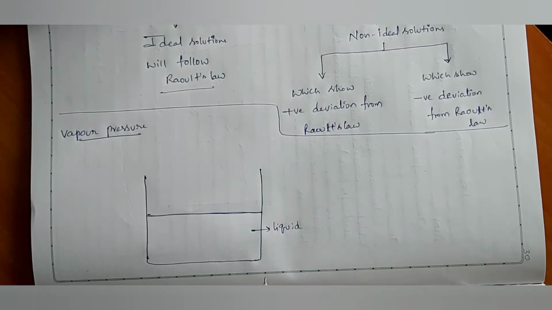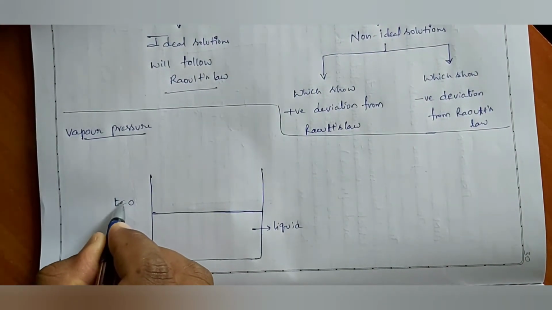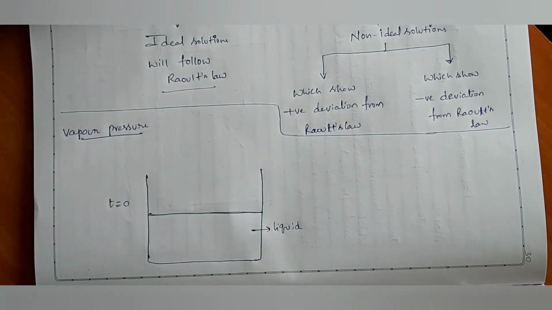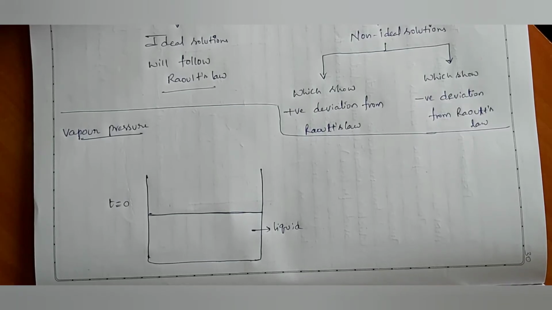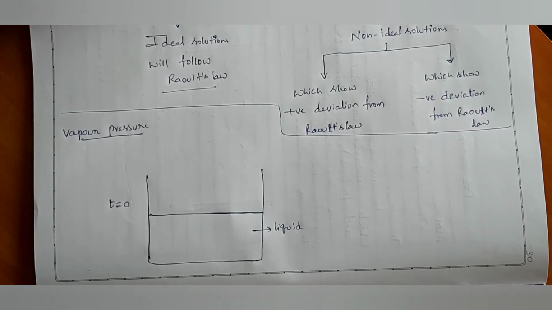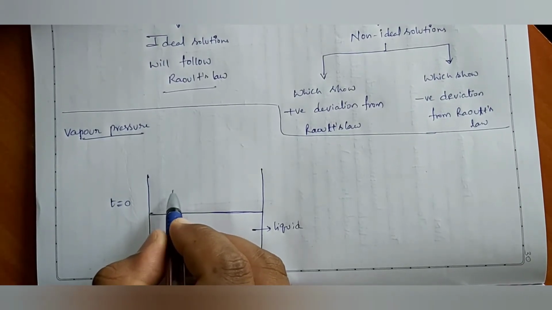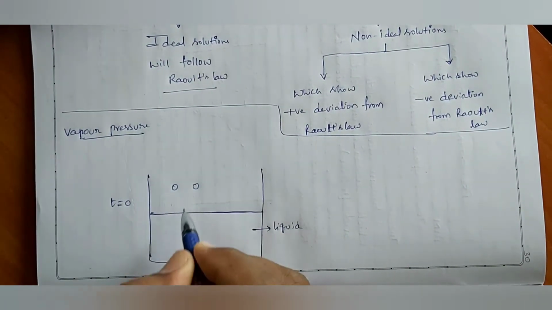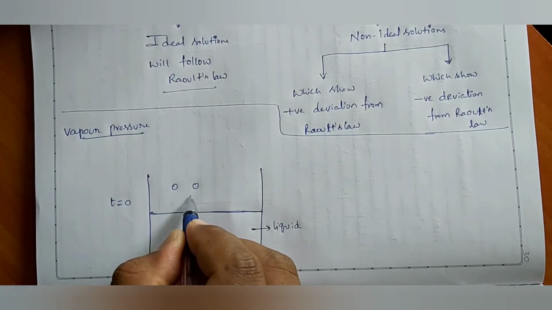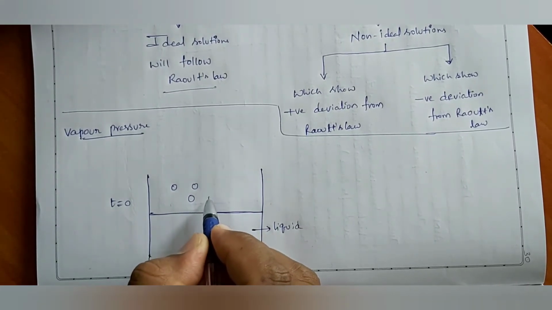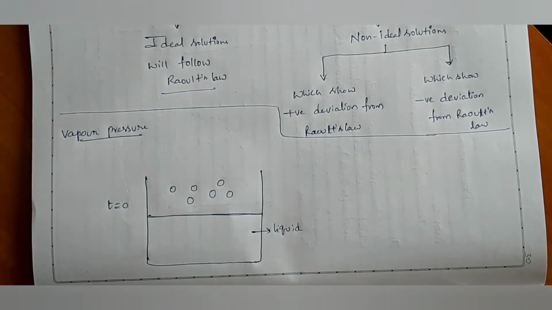Now, let us consider time t equal to 0. Now slowly time is going on: 10 seconds, 20 seconds, 30 seconds, like that. While time is going on, slowly the number of molecules present in gas state increases. At 1 second, 2 molecules might be there. At 3 seconds, they will become 3 molecules. Like that, after 10 seconds, it will reach some 6 molecules.